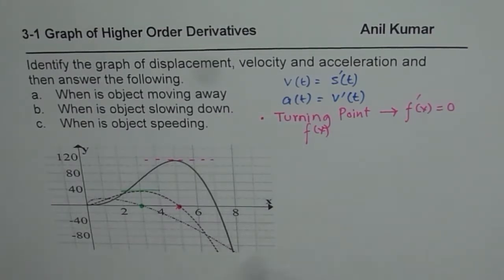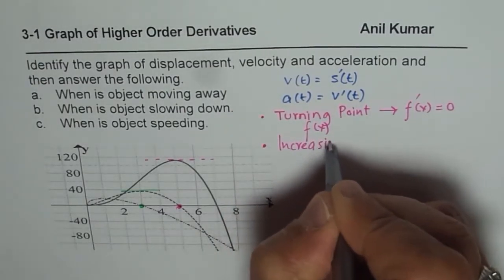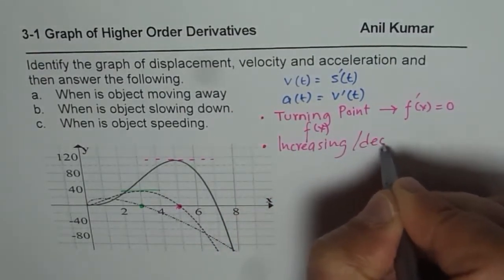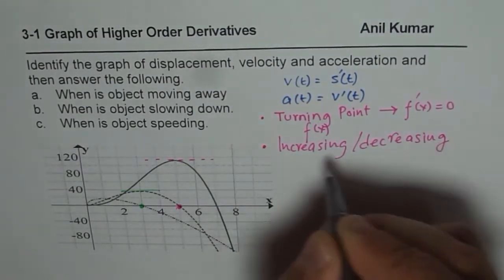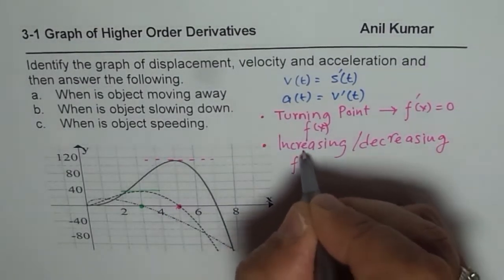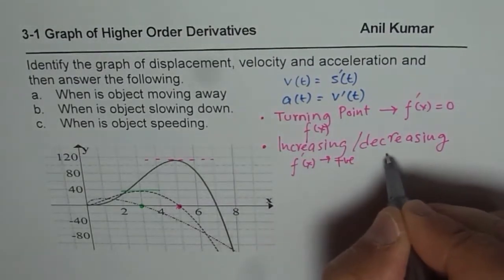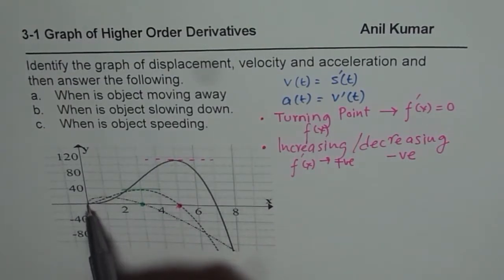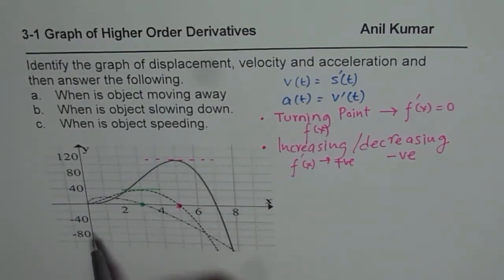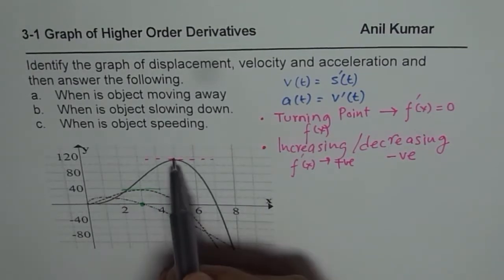There are other parameters also. We could also see increasing and decreasing intervals, or where the graph is increasing and where it is decreasing. So that could also help. If the graph of f of x is increasing, then f dash x should be positive. Here, f dash x should be negative. So let's look into that part now. As you can see here, it is increasing up to this place, and further up to here. So that means this graph is positive. That ensures that these two are related.